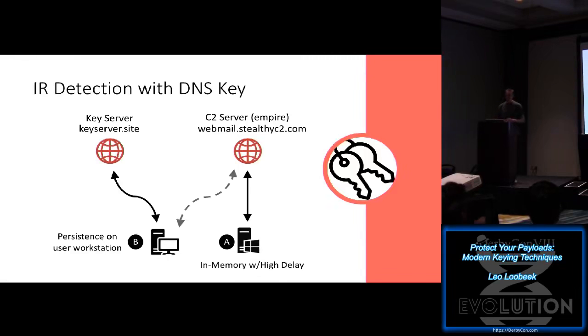So the manual switching on and off is great, but what I've really been using this a lot for is IR detection. So basically, let's give this scenario. Let's say you've had some success. You're on a server. You're in memory with a high delay. It's calling back to some C2, but you also need persistence on a user workstation. Let's say you just used an auto-run registry key.